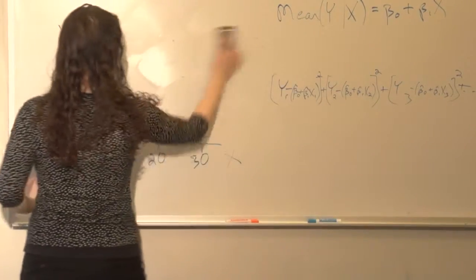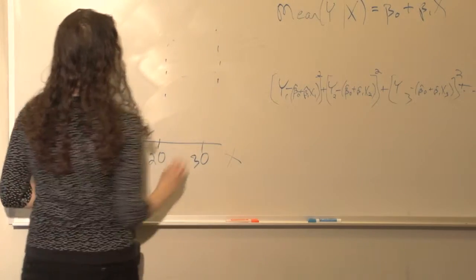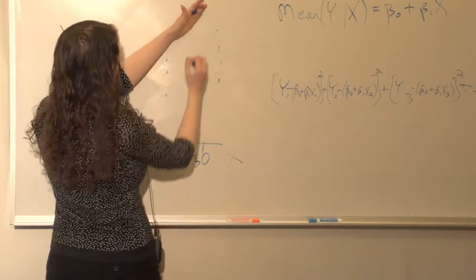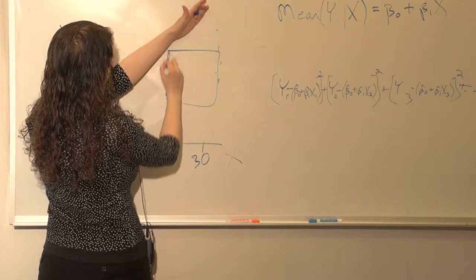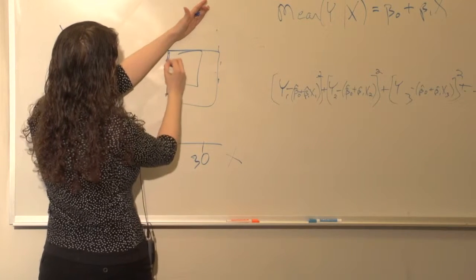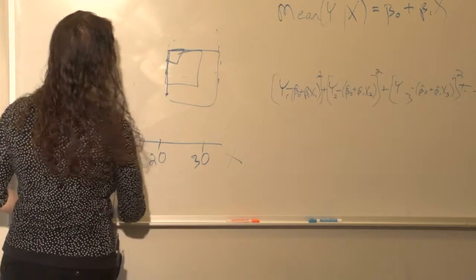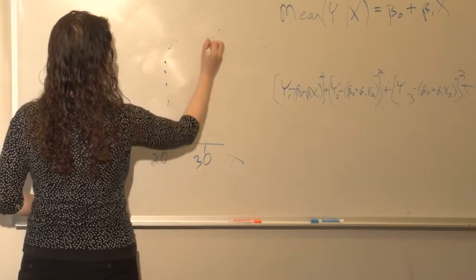Let me draw another one. Suppose I choose a line like this, and I want to know the sum of the squared residuals. Well, now they're all going to be really big, right? This one, the residual's that big, and this one, the residual's that big, right? And this one, the residual's that big when I square it. So I want to choose the line that minimizes the sums of those squares.